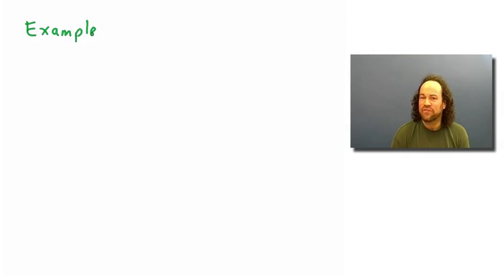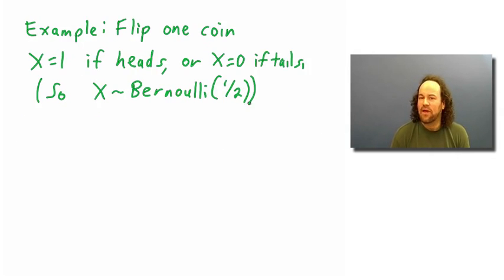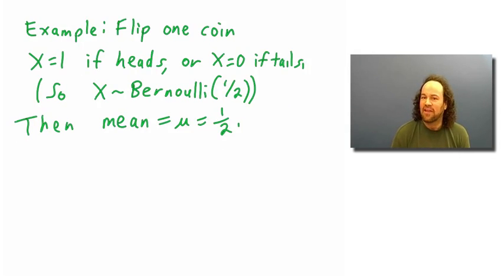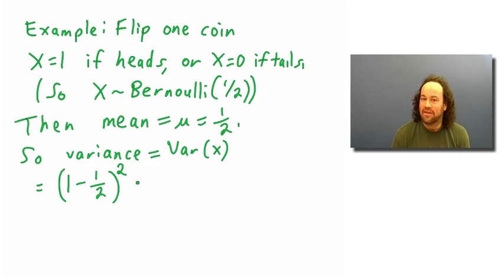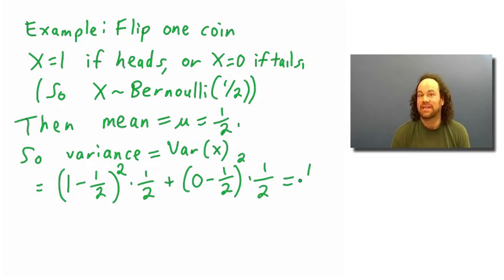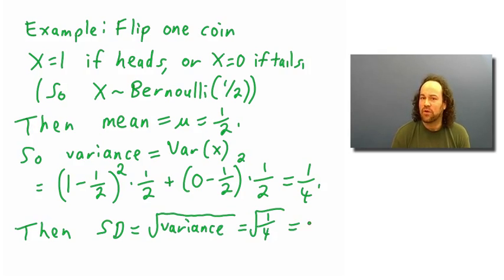So for example, if we just flip one coin, and if x is 1 if it's a head or 0 if it's a tail, well, then we can work out the variance because we just compute it as being 1 minus a half squared times a half plus 0 minus a half squared times a half, which works out to a quarter. We also have the standard deviation, or SD, just like in the experimental or real world, and the standard deviation is just the square root of the variance. So in this case, the standard deviation is a half.